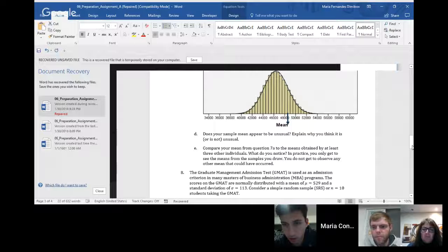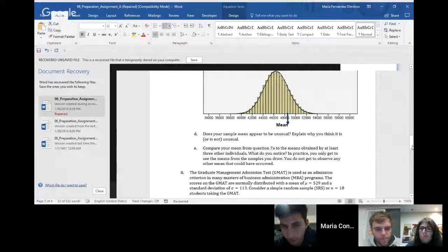Well, it's normally distributed because it's the mean of the means of all means. Right. So how do you know the distribution of sample means? How do you know that the distribution of sample mean has this shape? The parent population is normally distributed.